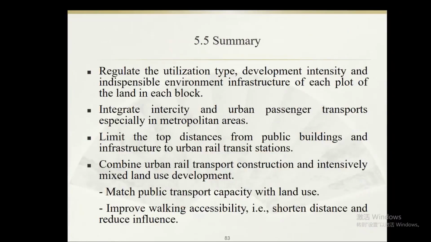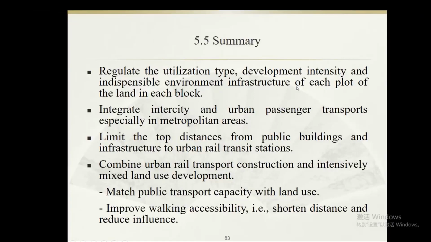Okay. Two minutes left. Let's have some summary. In order to have high efficiency of the rail transit-oriented development, first, we need to regulate the utilization type, development intensity, and the indispensable environment infrastructure of each plot of the land in each block. This is the experience from, remember, which country? Regulate the utilization type, development intensity, and indispensable environment infrastructure.